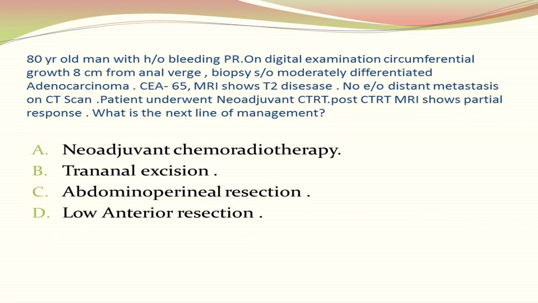Next question. 80-year-old man with history of bleeding PR. On digital examination, there is a circumferential growth 8 cm from the anal verge. Biopsy suggestive of moderately differentiated adenocarcinoma, CA 65. MRI shows T2 disease. No distant metastasis. Patient underwent neoadjuvant chemotherapy and shows partial response. What is the next line of management?